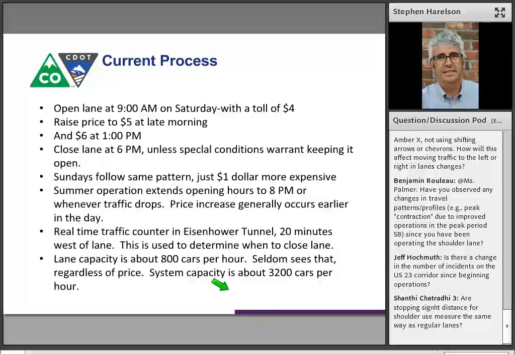We regard the lane capacity as about 800 cars per hour. I think a normal lane in the flatlands is probably close to twice that. This freeway has a lot tighter curves than a normal freeway. We've got some 45-mile-an-hour curves in here, and so we try to shoot for 800 cars in the toll lane. We very rarely get above 600. It has to be Labor Day weekend to get above 600 typically. And our system capacity for free flow is about 3,200. So that's what we try to keep moving.